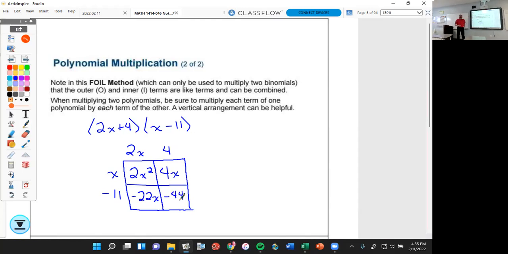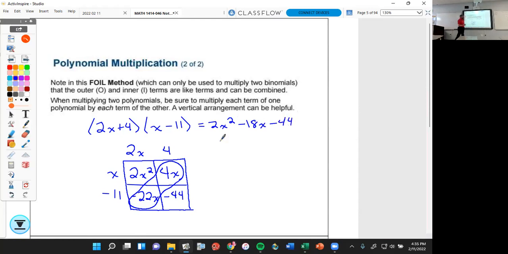So by doing the box, I've guaranteed that I have multiplied every single monomial by the respective monomial that needs to be multiplied by. Now, as I look at this, I combine my terms. Many times when you're doing this, you're going to see that your like terms are going to be on the diagonals. So I have a 2x squared. And then on this diagonal, I have a 4x minus 22x. Well, 4 minus 22 is negative 18, so it's negative 18x. And then there's our minus 44.